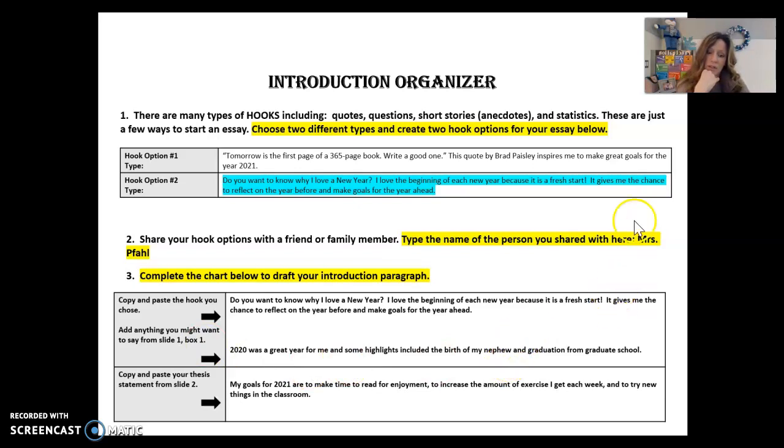All right, well, good luck filling out your introduction organizer, and remember to stay on track, and then tomorrow we're going to look at the conclusion organizer so that we have all of our draft paragraphs drafted and ready to be put into a Word document.